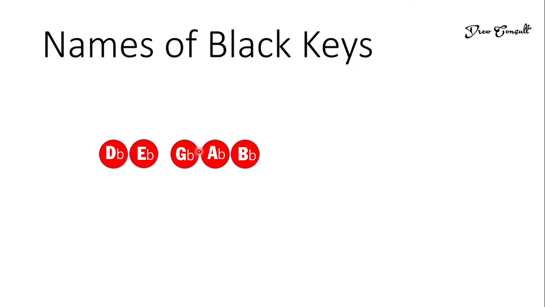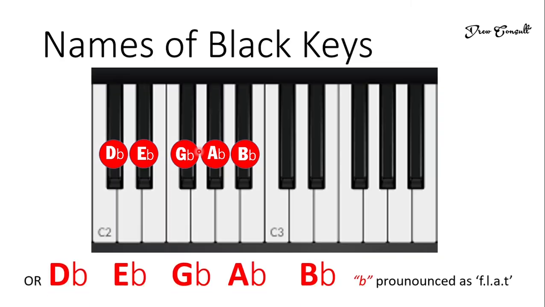This is the second way of naming the black keys. So remember that this white key here is a C. This white key here is a D. When you move backwards one black key, it becomes D flat. This key here is an E. When you move to the black key right behind, it becomes E flat. So that is how the black keys are named. This white key is an A. When you move backwards to the black key right behind it, it becomes an A flat.